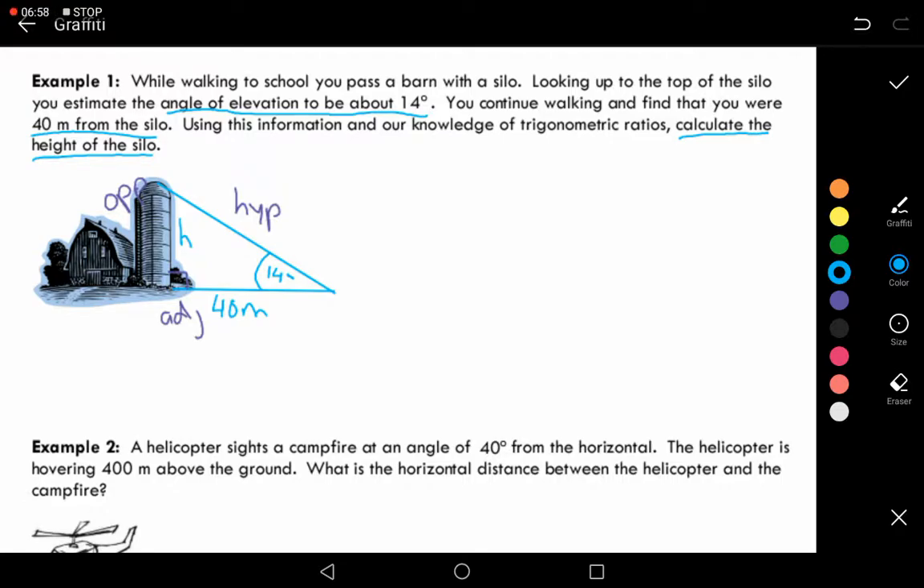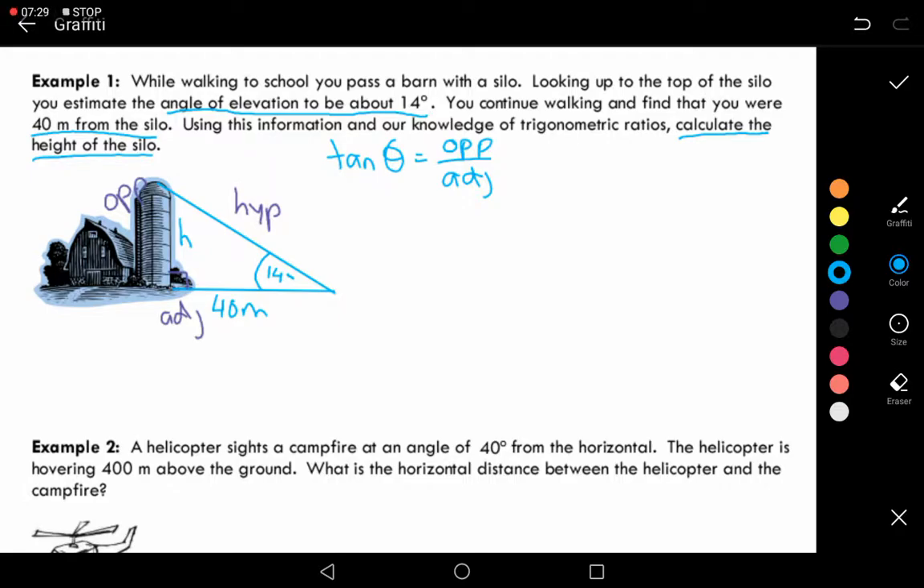So we need to find the opposite side and we're given the adjacent side. So we think back to SOHCAHTOA: which trig ratio includes the opposite and the adjacent? That trig ratio is tan. So we have tan theta equals opposite over adjacent. Okay, so we figured out the ratio, and we have written that as an equation.